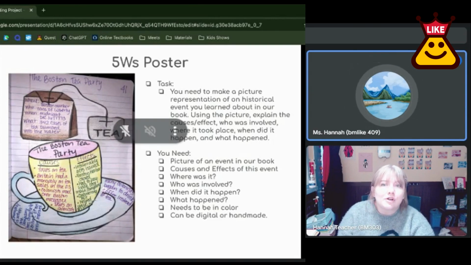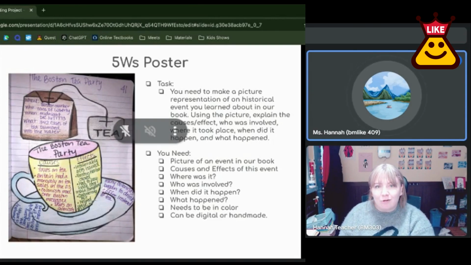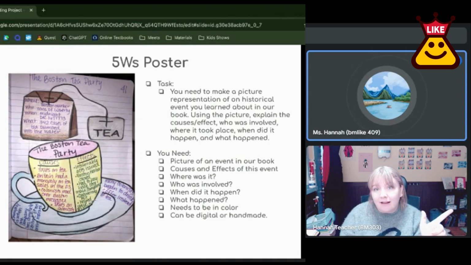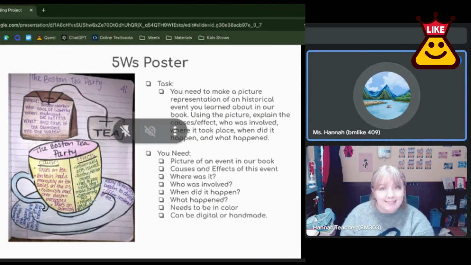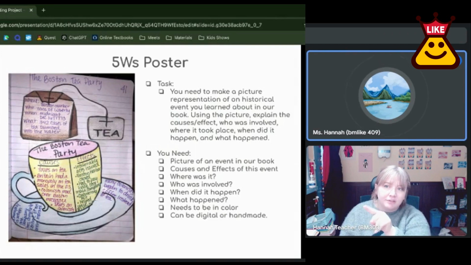Now, what else do you need besides a picture that represents the event? Well, if you look in the you need section, you need to have the picture like we mentioned, but then you need to list the causes and effects of that event. Here, causes of the Boston Tea Party, for example, taxes on tea. Britain had a monopoly on sales. They were upset over the massacre in Boston. Like that. Effects, intolerable acts were issued. They had to pay back all the money that they had lost by dumping the tea. Things like this. As you can see, you can have bullet points.